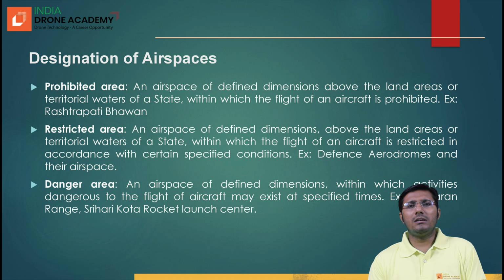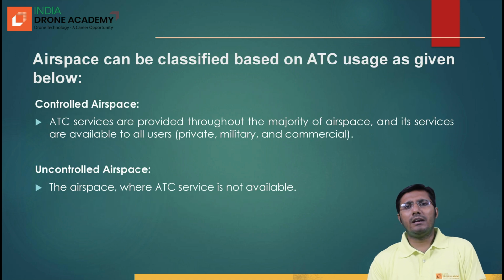This is with respect to the services provided by air traffic control. If air traffic control services are provided in the airspace, those are known as controlled airspace or controlled aerodromes. If air traffic services are not provided, those are referred to as uncontrolled. We will discuss this separately. Airspace can be classified based on air traffic control usage as well. So, controlled and uncontrolled airspaces are now clear, I hope.